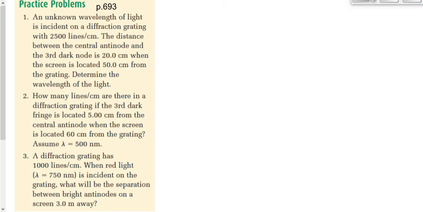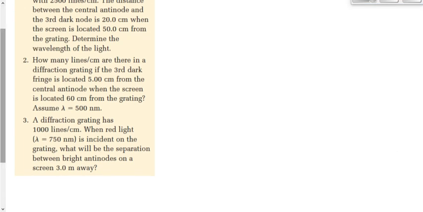All right, number 3, last one on this page, says the diffraction grating is 1,000 lines per centimeter. Always seems to be in centimeters, right? Red light, 750 nanometers, is incident on a grating. What's the separation between bright antinodes on a screen 3 meters away? We're looking for the value of x, and we're going to say that the value of n is 1. When it says between bright antinodes, what they mean is bright antinodes that are beside each other.